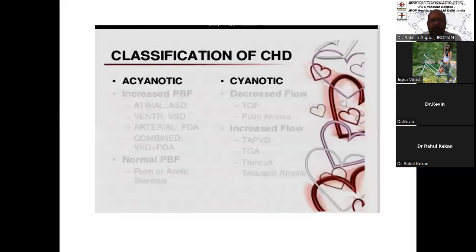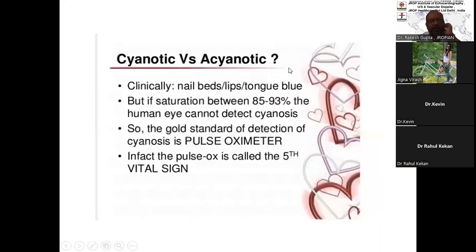Important consideration before doing an echo examination: we have to classify them as acyanotic versus cyanotic. What is important is you look at the nail beds or the lips of the patient or the subject. If the saturation is between 85 to 93, the human eye will not be able to detect cyanosis. So what is the gold standard today, all of us know about it. It was not there 10 years or 5 years ago. COVID has made us learn more and more practical aspects of echocardiography as well as patient management, as to check the pulse oximeter in upper limbs, lower limbs, or all four limbs.